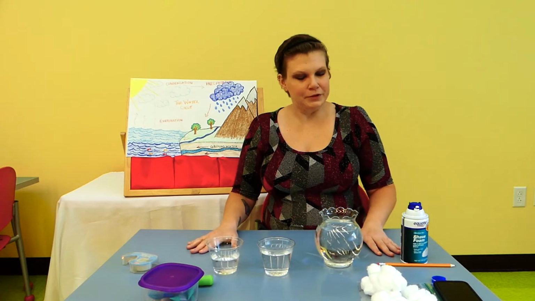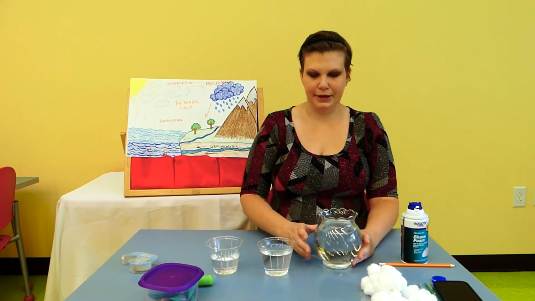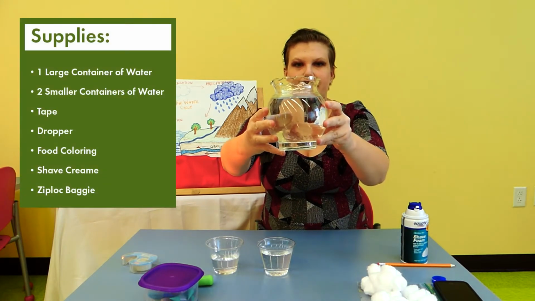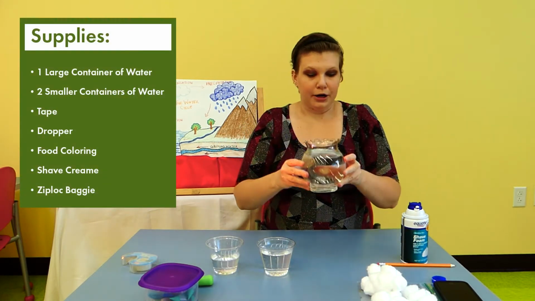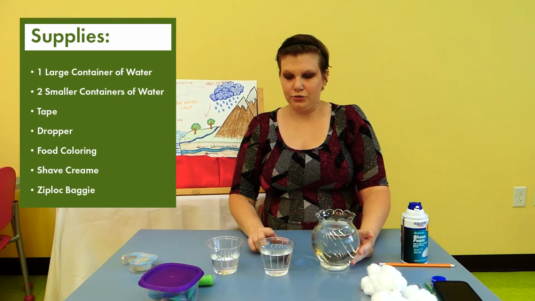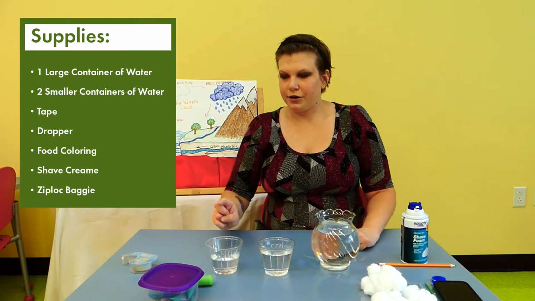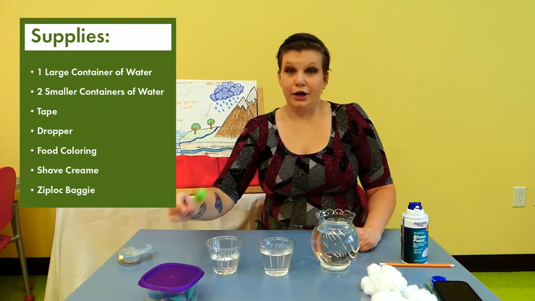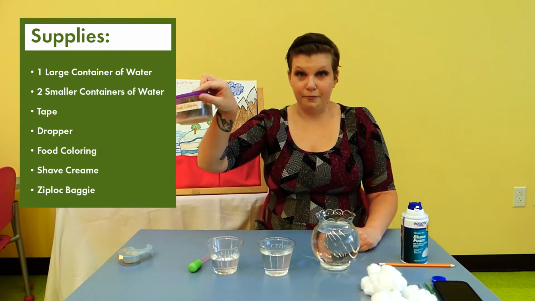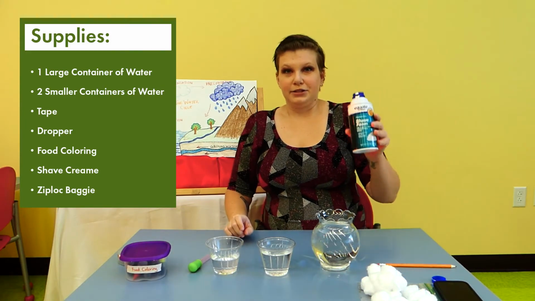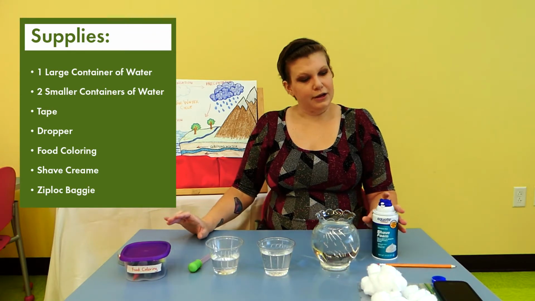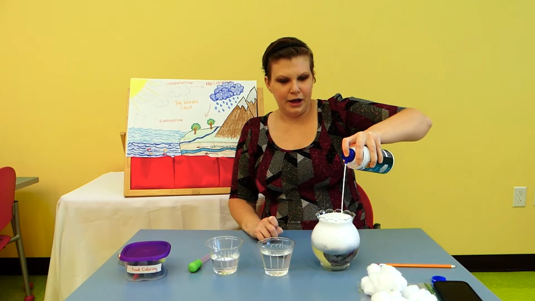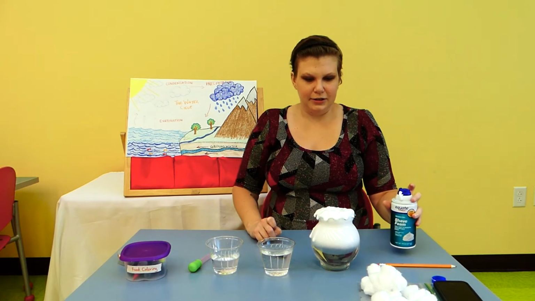Hi friends, okay, so here's what we're going to do for our experiment today. You're going to have a giant vase or jar or a container filled with water. And then we need two separate containers, one with a lot of water, one with a little water. You want some Scotch tape, a dropper, some food coloring, and some shave cream. Before we start anything else, we're going to put the shave cream on our vase because we want that to set for a little minute.